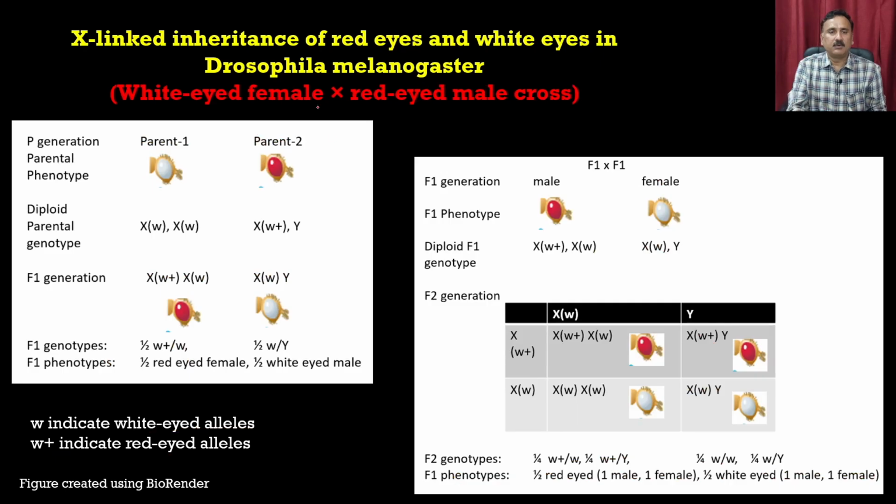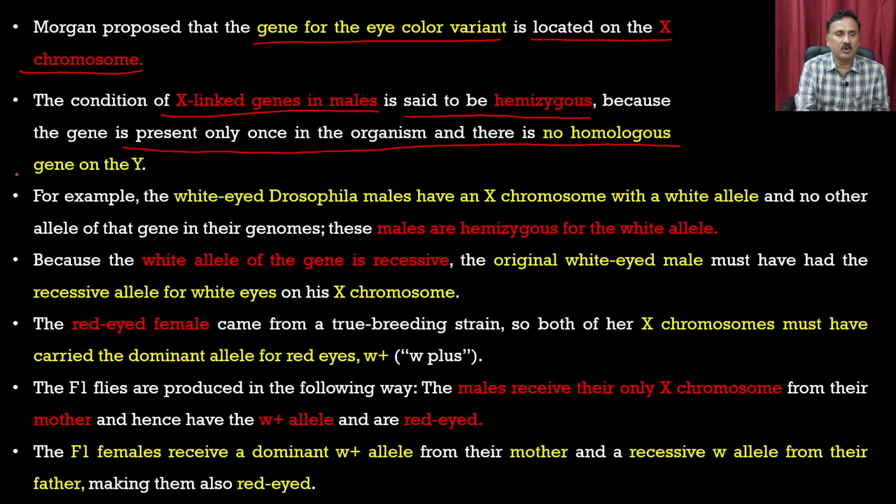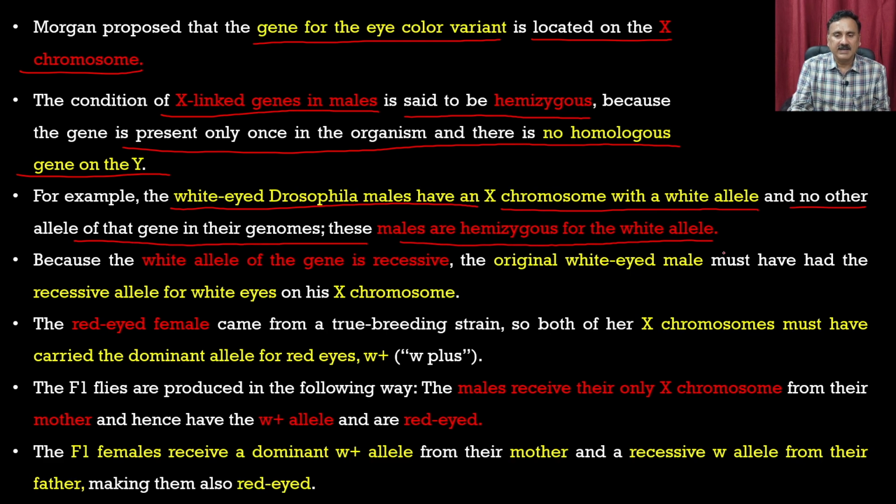So we looked at the X-linked inheritance of the red eye and white eye in Drosophila melanogaster. Based on these experiments, Morgan proposed that the gene for the eye color variant is located on the X chromosome. The condition of an X-linked gene in a male is said to be hemizygous, because the gene is present only once in the organism and there is no homologous gene on the Y. For example, the white-eyed Drosophila male has an X chromosome with a white allele and no other allele of that gene in its genotype. So these males are hemizygous for the white allele.